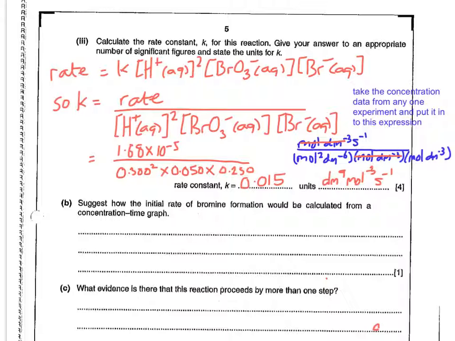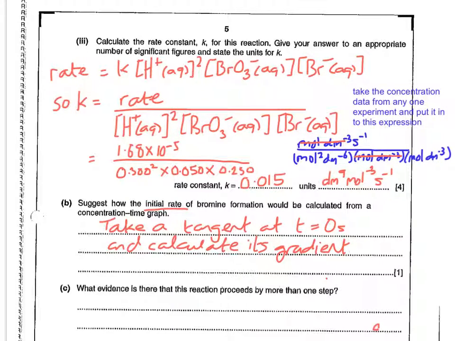So the next part of the question asks us to suggest how the initial rate of bromine formation would be calculated from a concentration time graph. So you take a tangent at t equals 0 and calculate its gradient to get the initial rate of bromine formation. So let's move the page down to see what else they want.